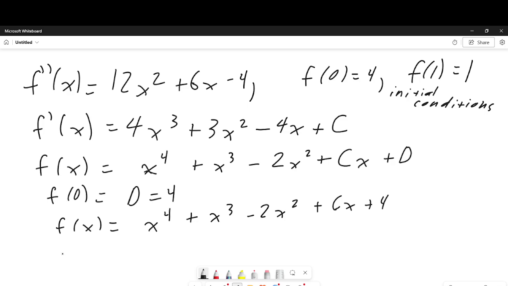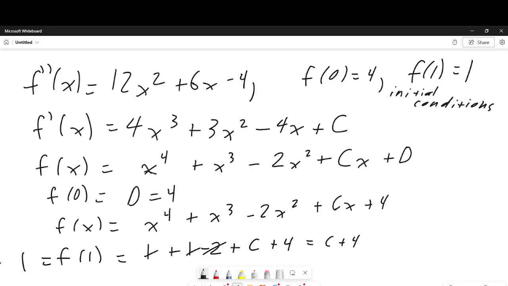Well, anyway, now that I have this, I can say, okay, I plug in the other one, f of 1, we know it equals 1, but we can plug it in, and it's 1 plus 1 minus 2 plus c plus 4. So I just replaced all the x with 1s. This would become c plus 4. 1 plus 1 minus 2. So then 1 equals c plus 4, so c equals negative 3. So our particular solution here is, let's just change that c to a minus 3. And that's it.